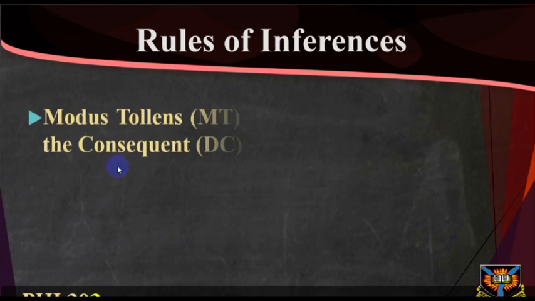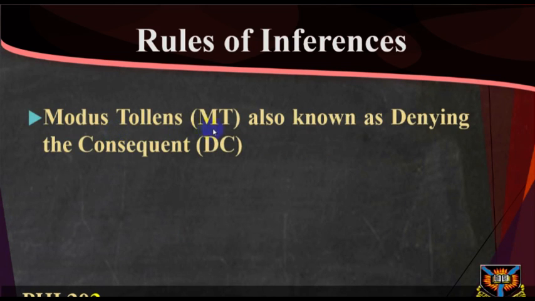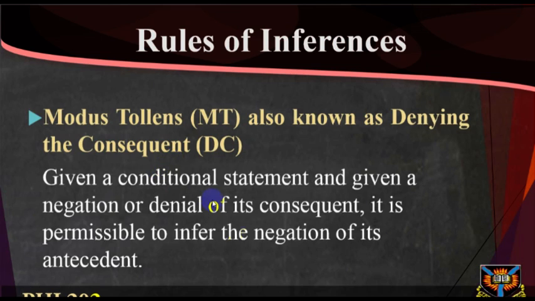Number 2. Modus tollens, MT, also known as deny the consequent, DC. If P, then Q. Not Q, therefore not P. Given a conditional statement and given a negation or denial of its consequent, it is permissible to infer the negation of its antecedent.